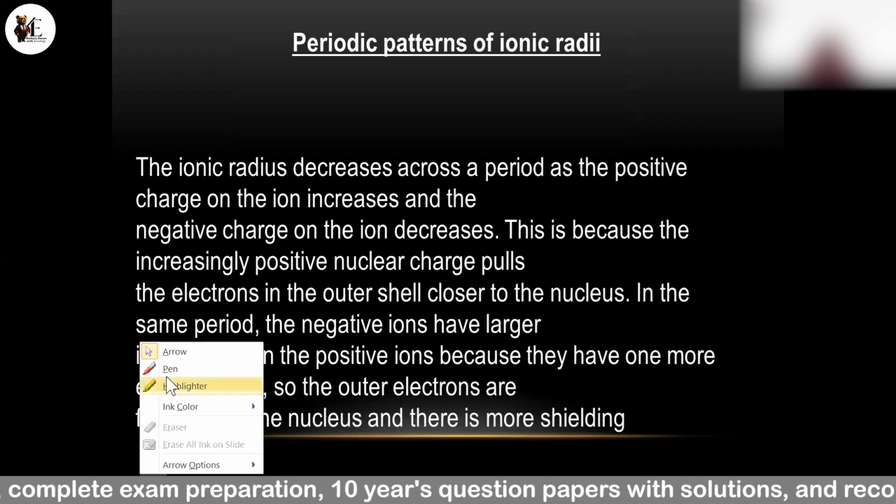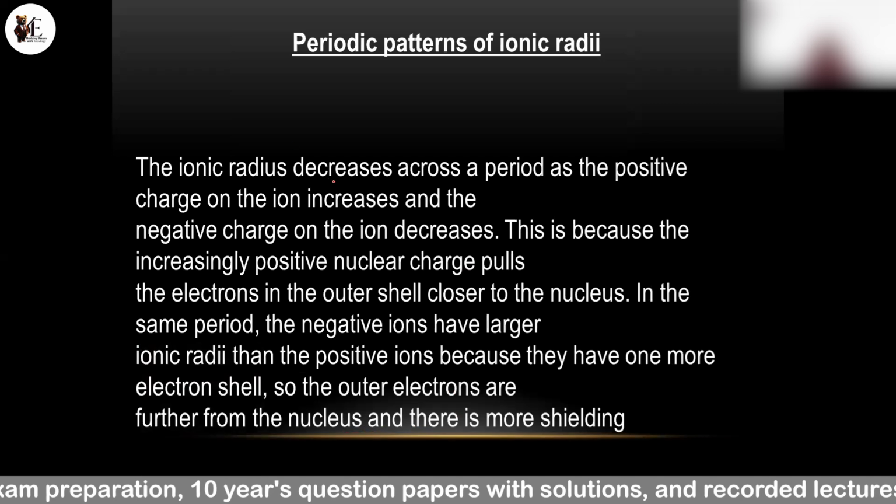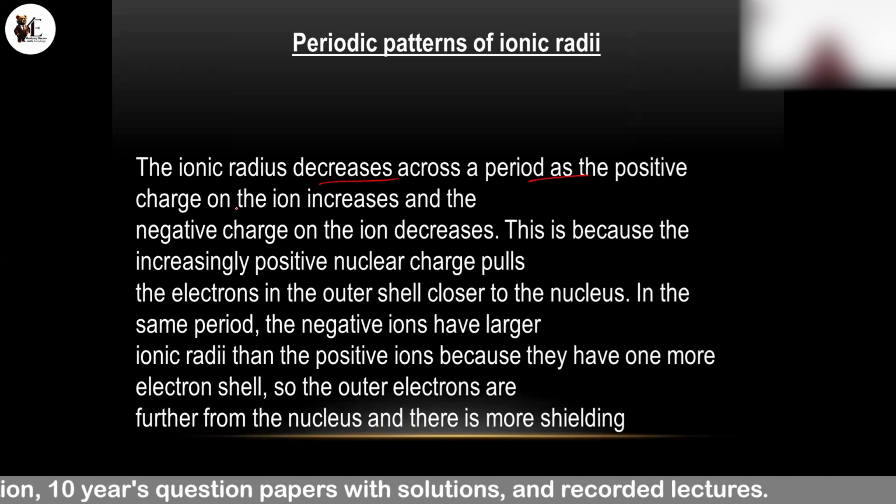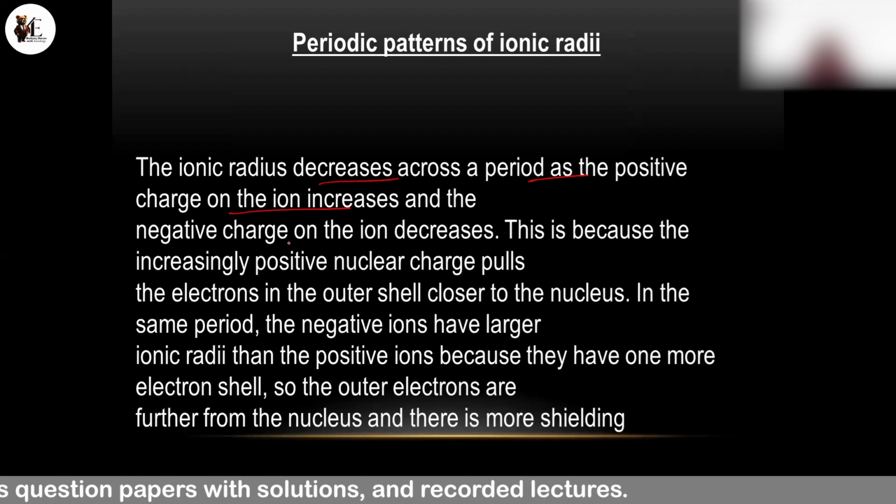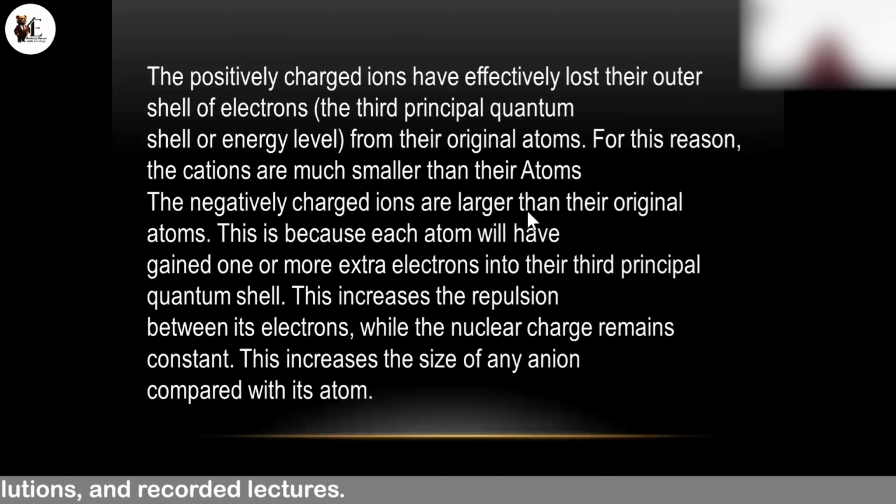So ionic radius or atomic radius decreases across a period as the positive charge on the ion increases and the negative charge on the ion decreases.